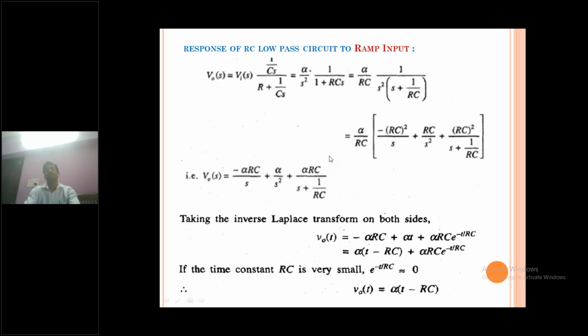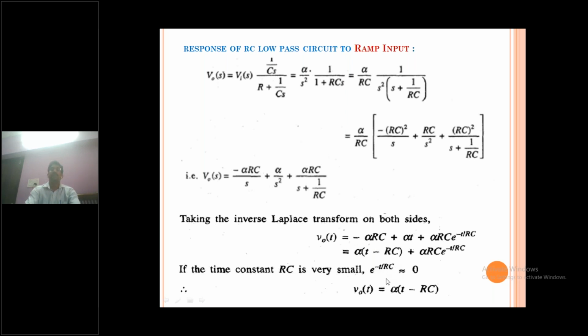And similarly, the third term: we know that e power minus a t into u of t has Laplace transform 1 by s plus a. Here it will be 1 by s plus 1 by RC. So the third term is alpha RC into e power minus t by RC. Now simplified, V naught of t equal to alpha into t minus RC, taking the first two terms common alpha, plus alpha RC into e power minus t by RC. This is the actual output waveform equation for the ramp input applied to the low pass RC circuit.